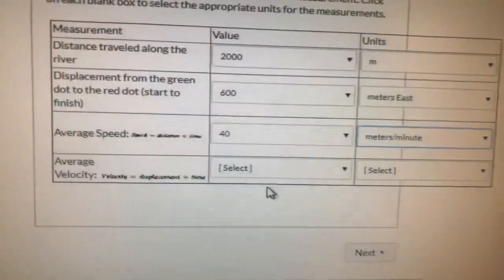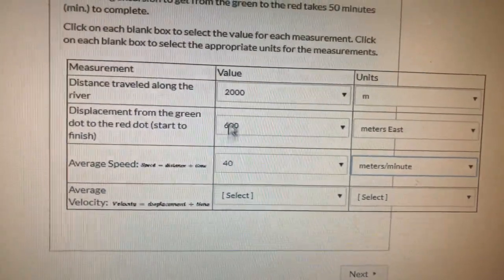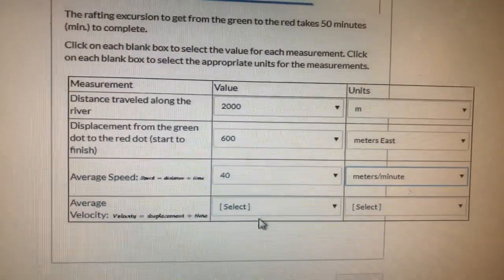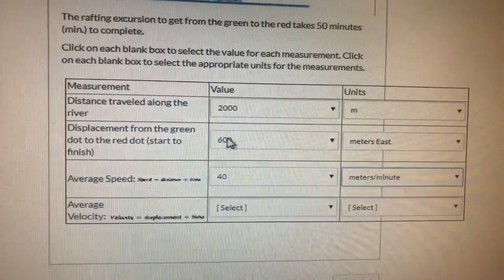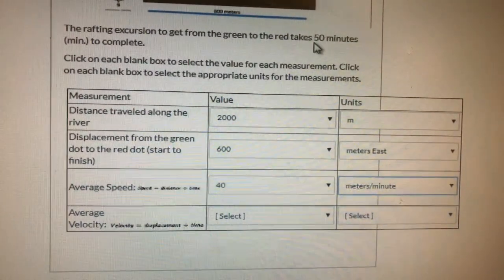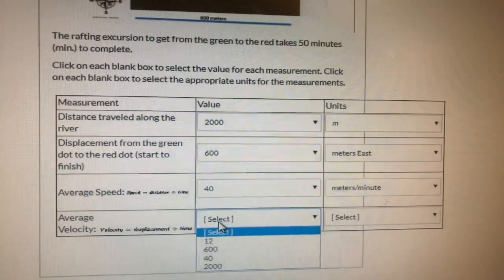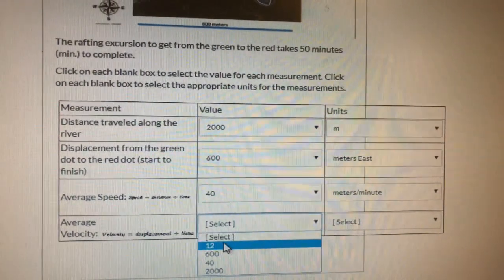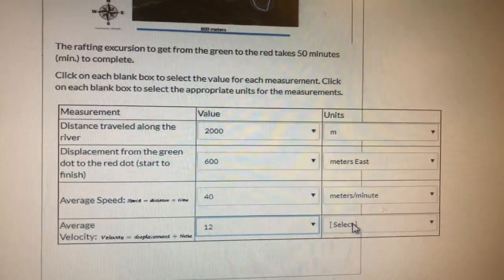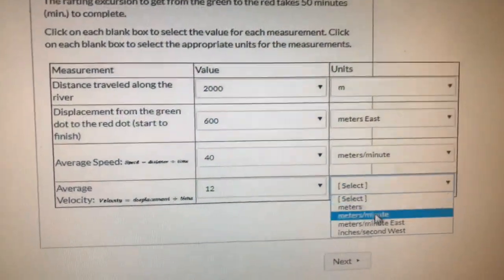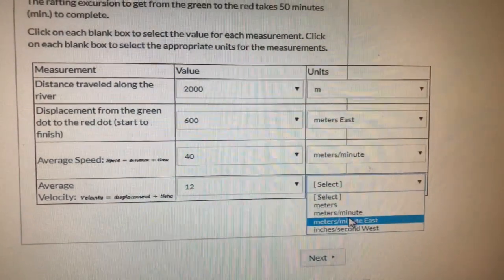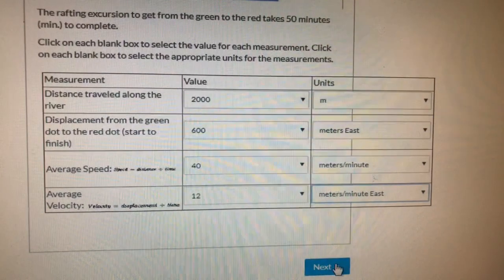And then the last one deals with velocity, which is displacement divided by time. So take 600, which is our displacement, divided by 50. So you're going to get 600 divided by 50 is 12. And your velocity needs a direction too. So that's going to be in meters per minute east.